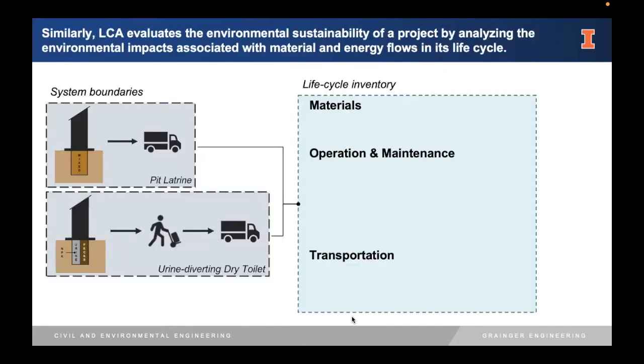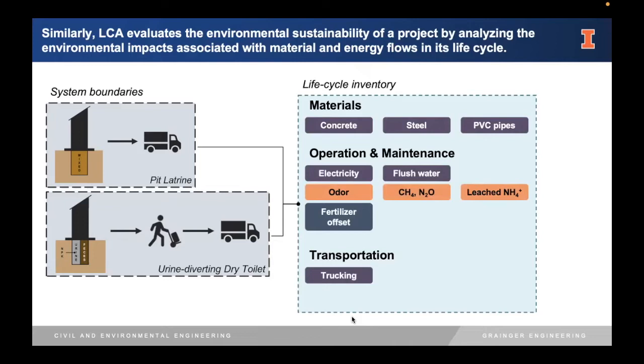So similarly, when we try to compare environmental sustainability of a project, we consider materials and energy flows across the life cycle of the project as well. For our system, for example, we consider construction materials. Concrete, steel, PVC pipes are common ones, and what are the life cycle impacts associated with them, which includes not only using them, but also the manufacturing of those materials. And for the operation and maintenance, we'll use electricity, which has environmental impacts associated with it. A most commonly discussed one is the carbon footprint or the global warming potential associated with electricity. And for transportation, it would be similar too.